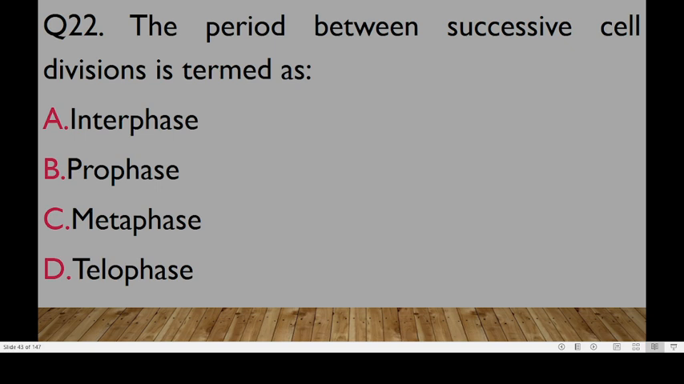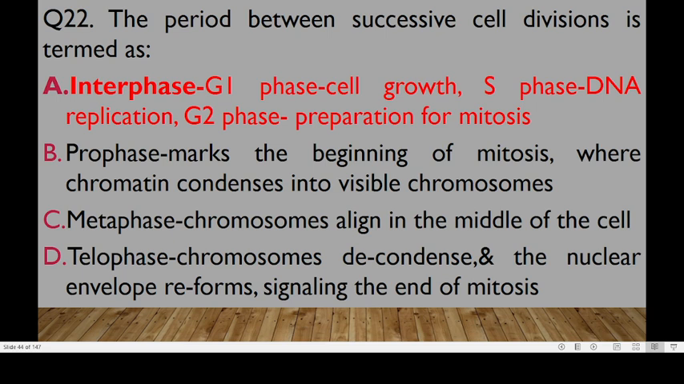The period between successive cell divisions is termed interphase. Remember, we have G1, where we have cell growth, followed by S phase, where we have DNA replication, and then lastly the G2 phase, where there is final preparation for mitosis.